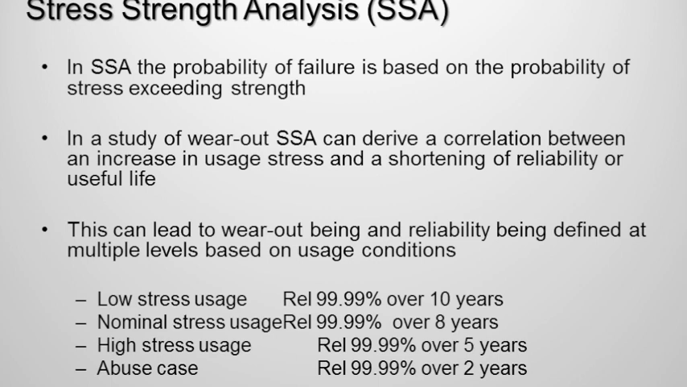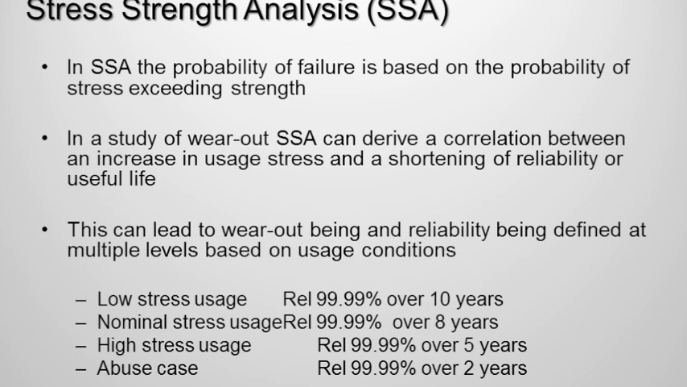What about HALT and stress strength analysis? So stress strength analysis is the probability of failure based on the probability of stress exceeding strength. So in a study of wear out, SSA can derive a correlation between an increase in usage stress and shortening of reliability or useful life. So this can lead to wear out being part of the reliability being defined at multiple levels based on usage conditions. So this will assist with making statements or commitments to your customer under different usage cases.